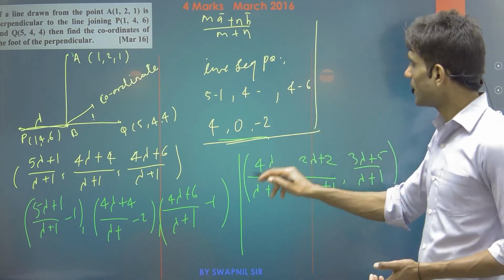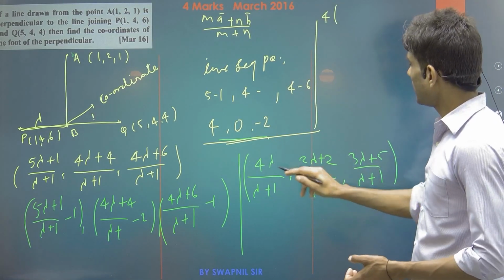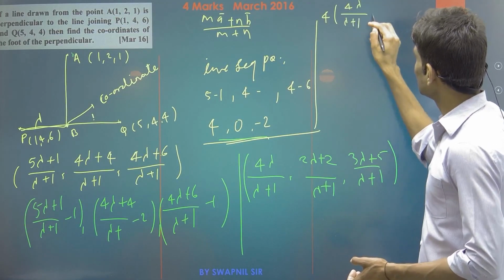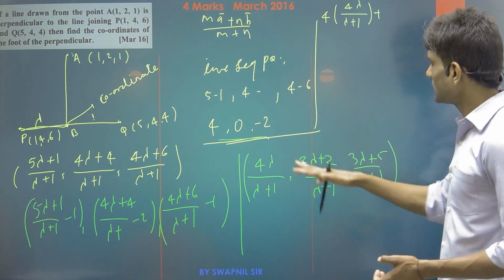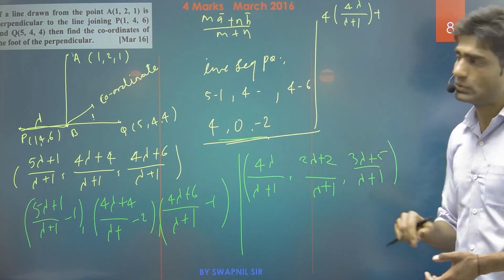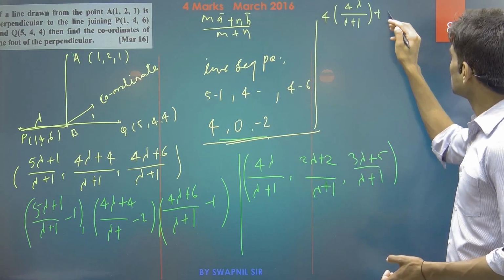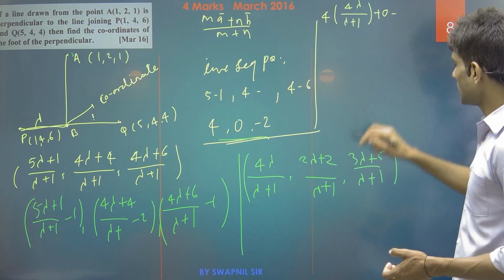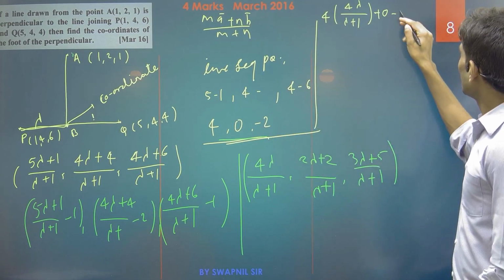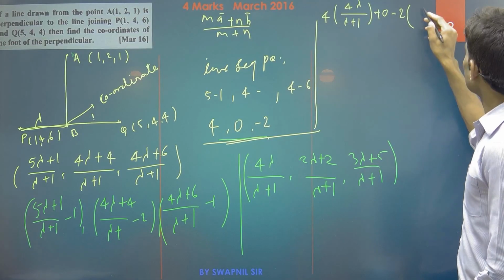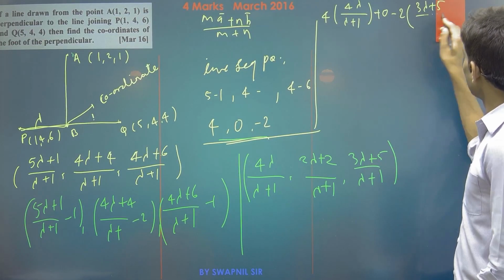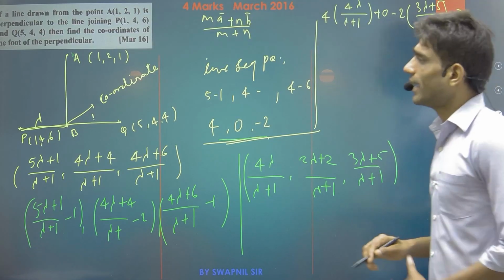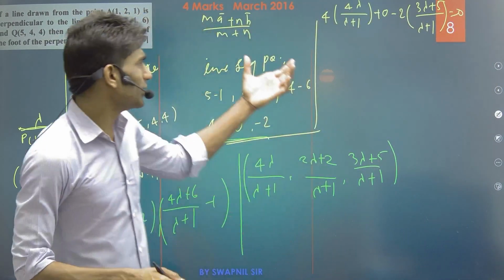Okay, so next step you can write 4 multiplied by 4 lambda upon lambda plus 1, plus 0 times the second vector, it always goes to the 0 vector, minus 2 multiplied by 3 lambda plus 5 divided by lambda plus 1, which is our required third direction ratios. Now go for the calculation of finding their values.